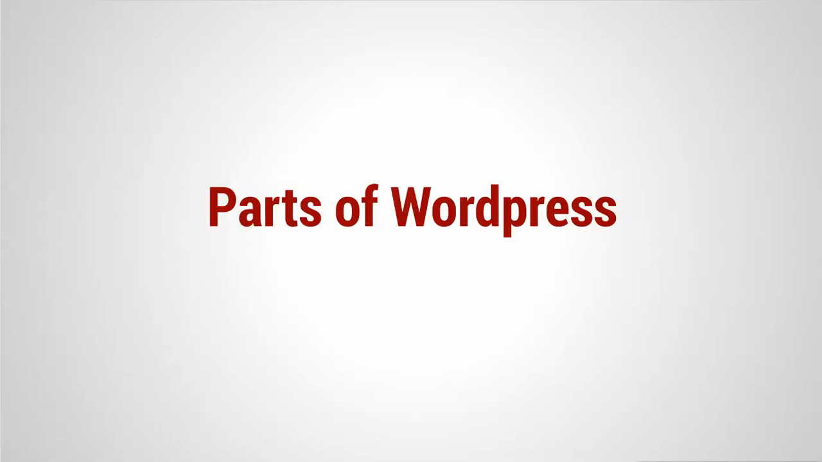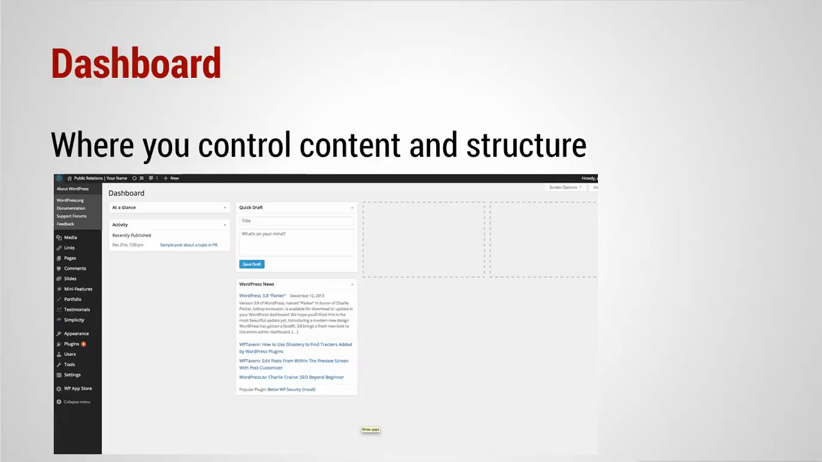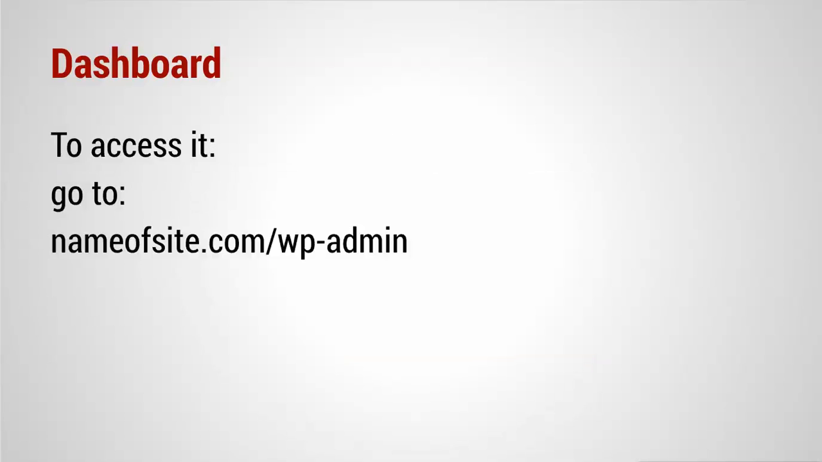Let's talk a little bit about the parts of a WordPress site. First, the dashboard. The dashboard is where you go when you log in to your site to control the site and its content. So if you come up with a blog post, if you want it to be on your site, you go to the dashboard and you put it in. The front end is what the visitors to the site see. So let's take a look at the dashboard. If you log into your site, you can control the content and the structure, and it looks something like this. You have all these tools to the left that help you create and share content. To access your dashboard, you always go to name of your site /WP admin. I'm going to put that in bold.